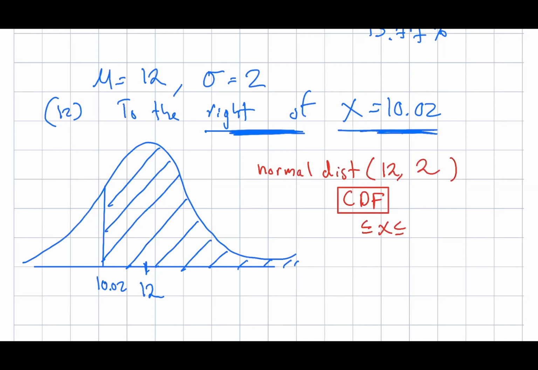The lower bound is the lowest part that gets shaded, which is that value over there. So for the lower bound, we're going to put 10.02. The upper bound is the highest value that gets shaded, which is here. So that's infinity. But if you're using a TI-84, you want to use 10 to the 10th power. Any questions so far?